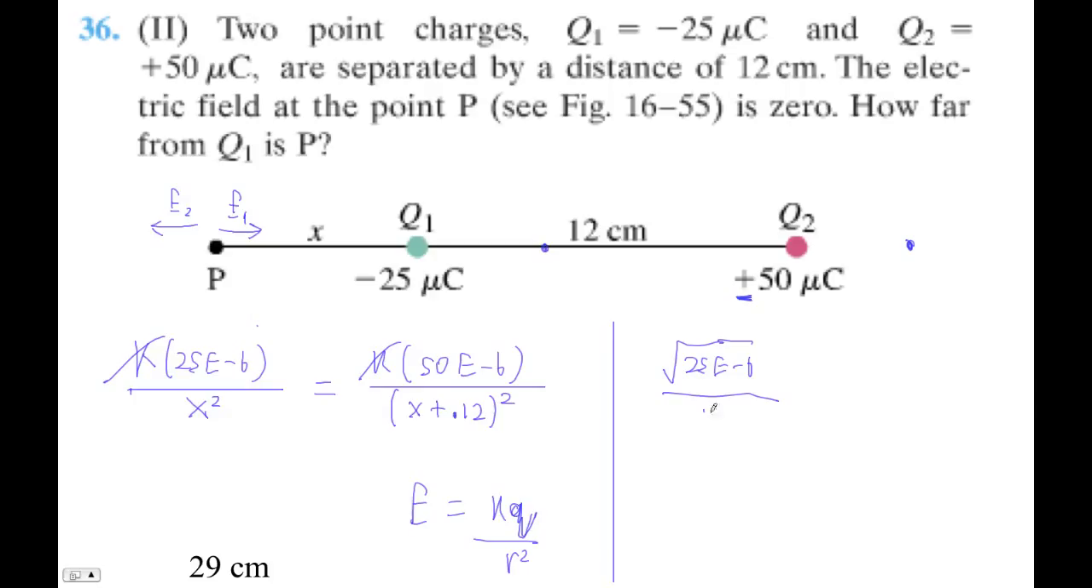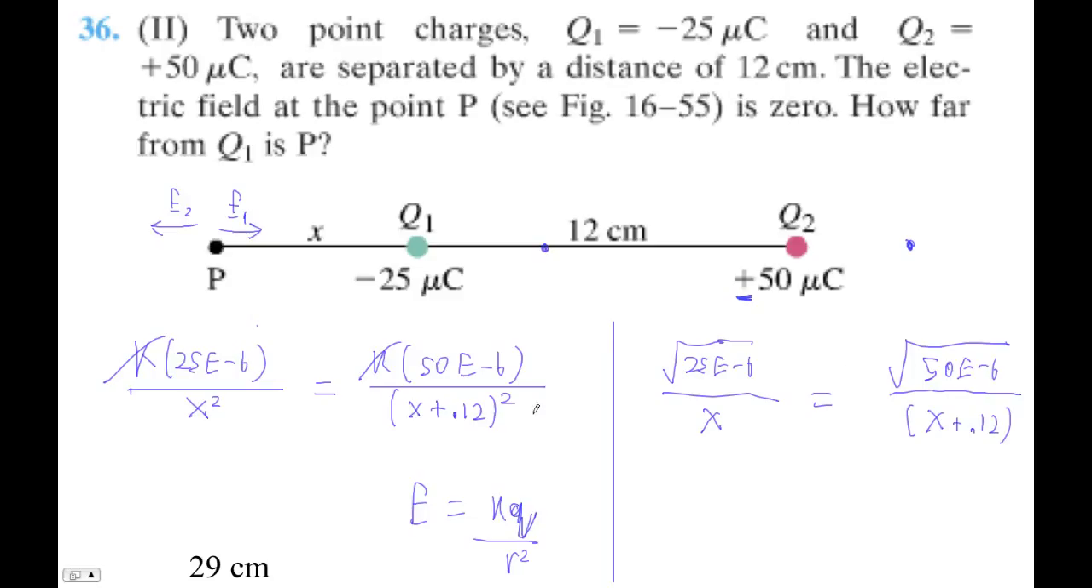Square root of x squared is x, right? Equals the square root of 50e-6 divided by x plus 0.12. This is much nicer. Our first instinct might be to just FOIL that, but just don't. Okay, so now you're set.